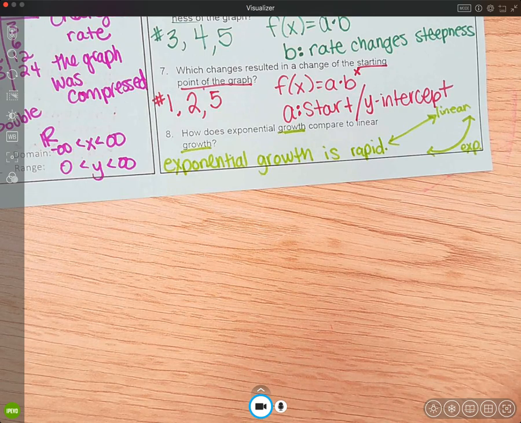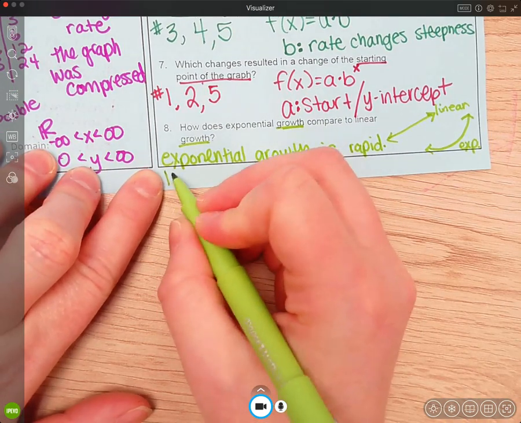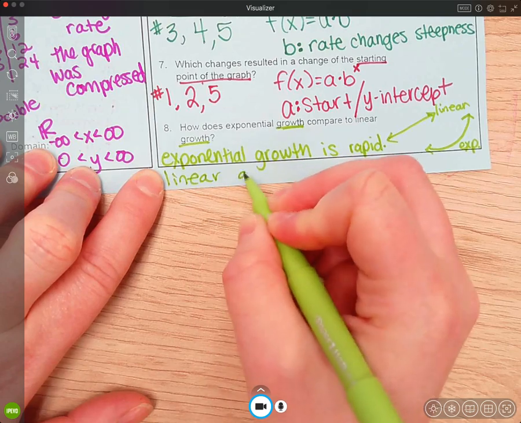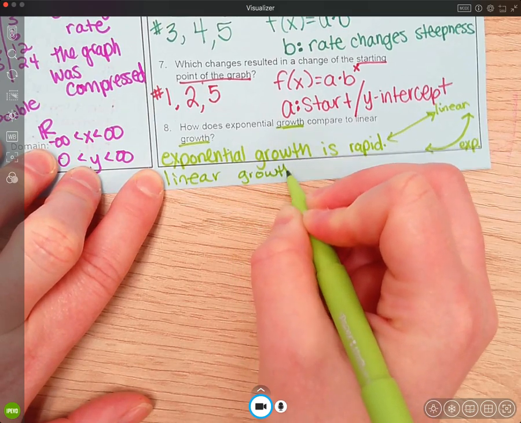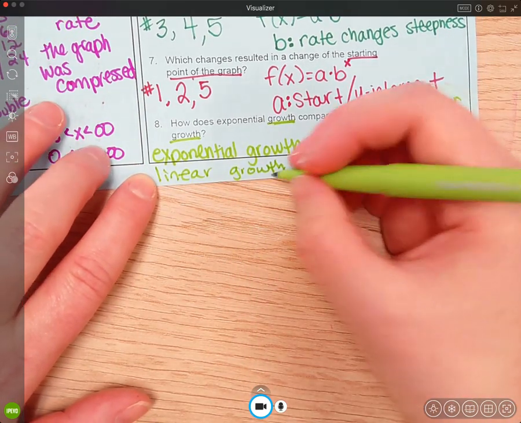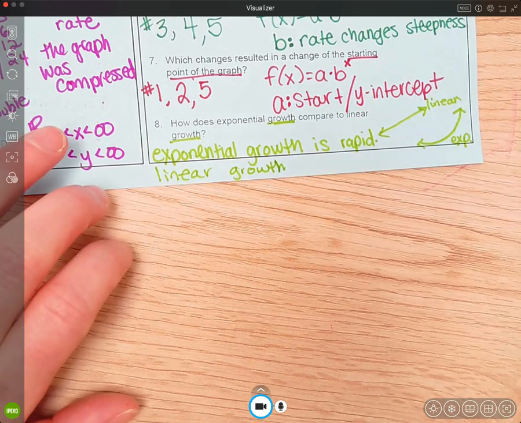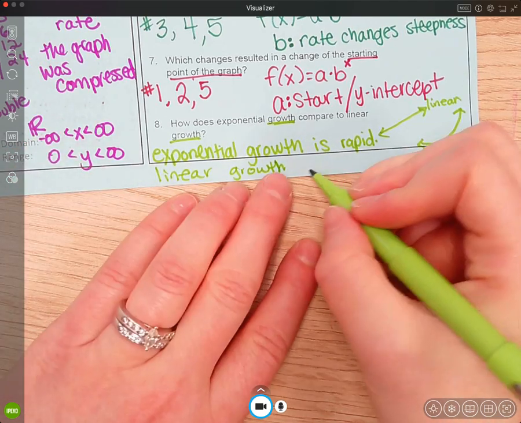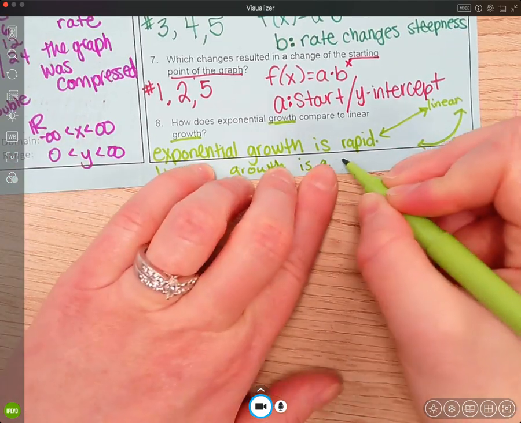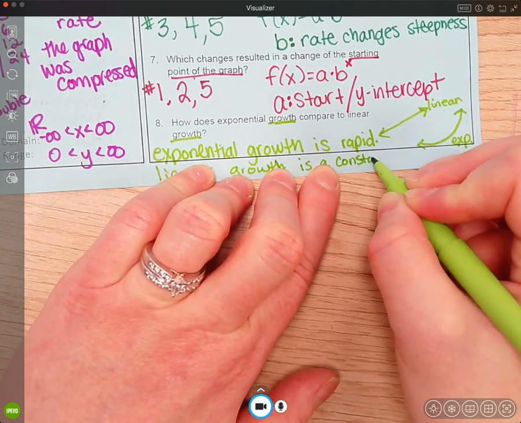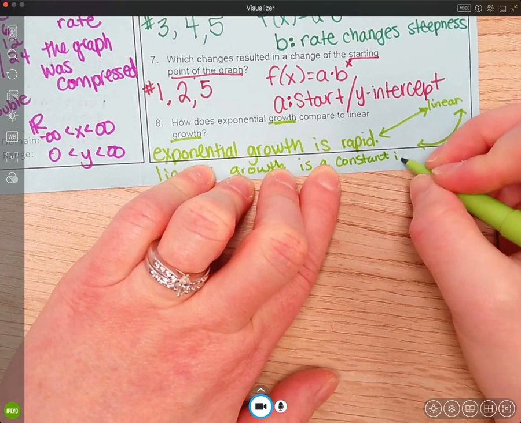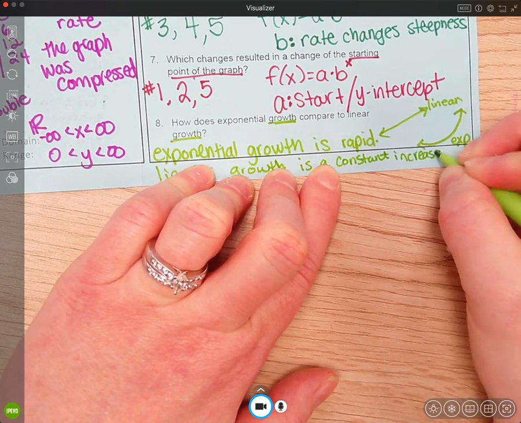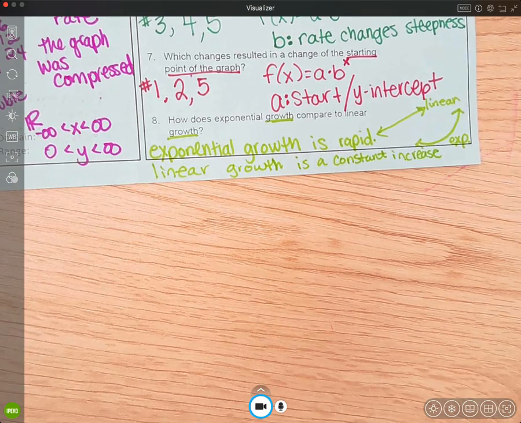Especially if you're a small school. But then linear, is linear growth as fast? No. It's more of a constant rate, a constant increase. So it's increasing by the same amount every time.